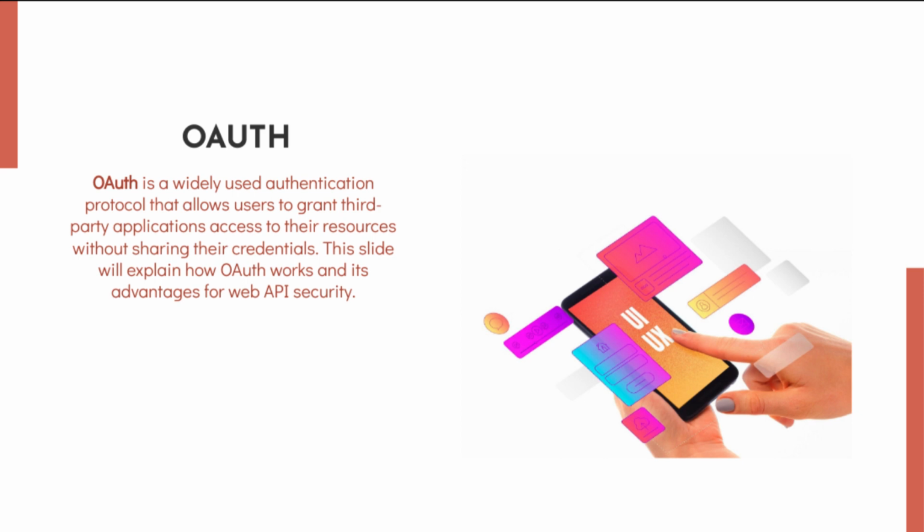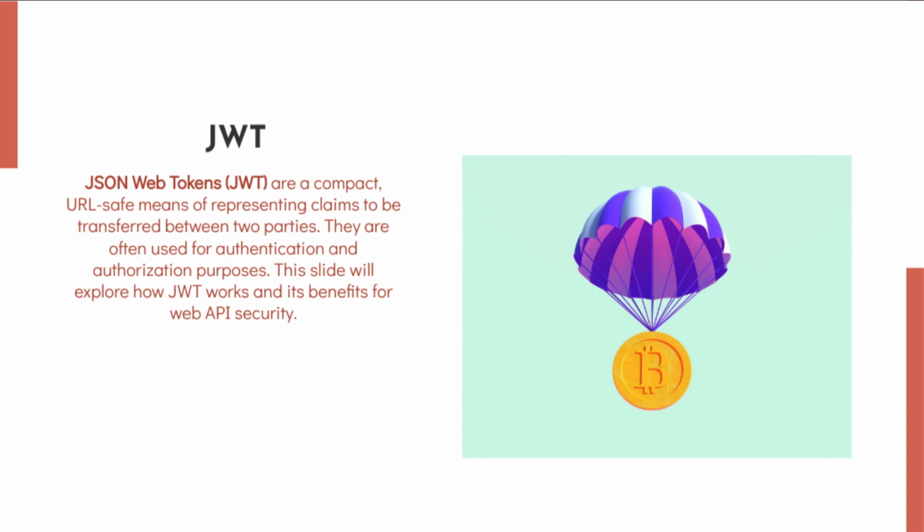The client, a third-party application, registers with the OAuth provider, the authorization server, and obtains a client ID and client secret. The user is redirected to the authorization server to authenticate and grant permission to the client. Upon successful authentication and authorization, the authorization server issues an access token to the client.